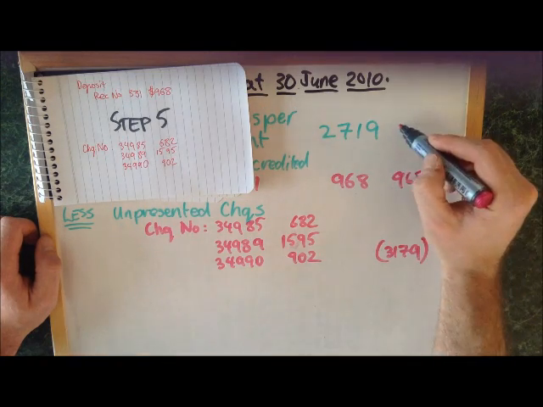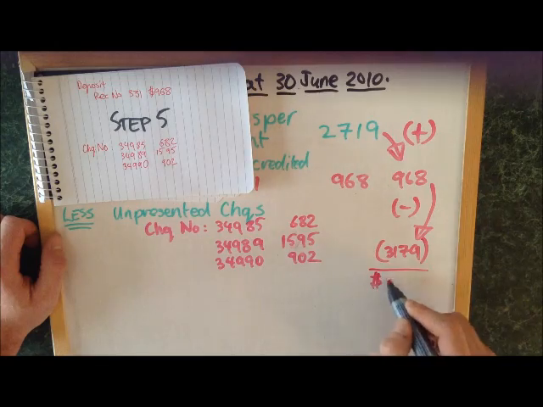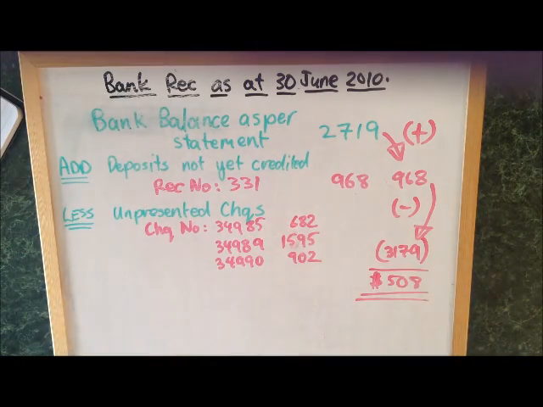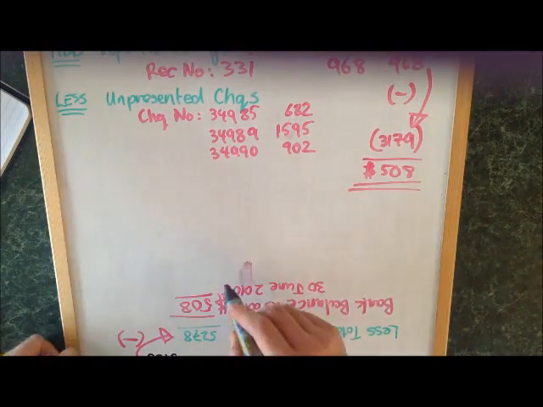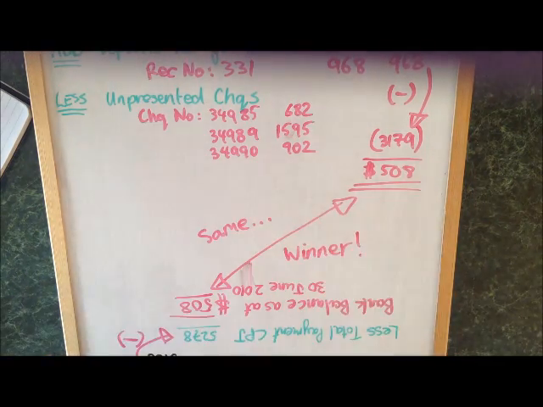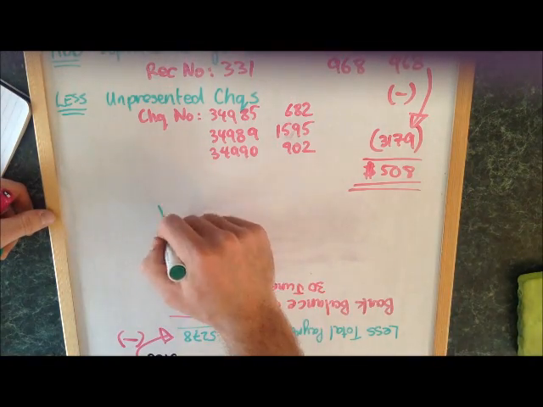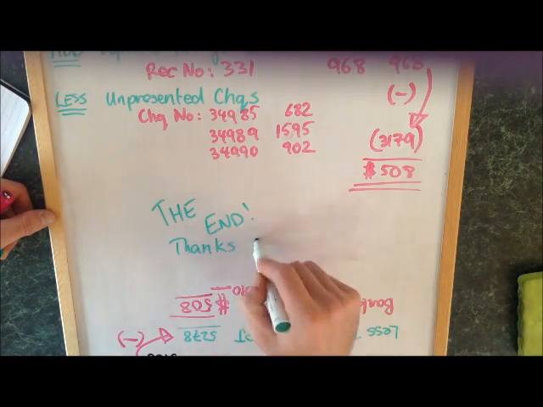So just off the top of my head, if we just do those calculations, it should equal $508, which, if we have a look at it, was the same as what we calculated for the business bank balance as per the business's records.